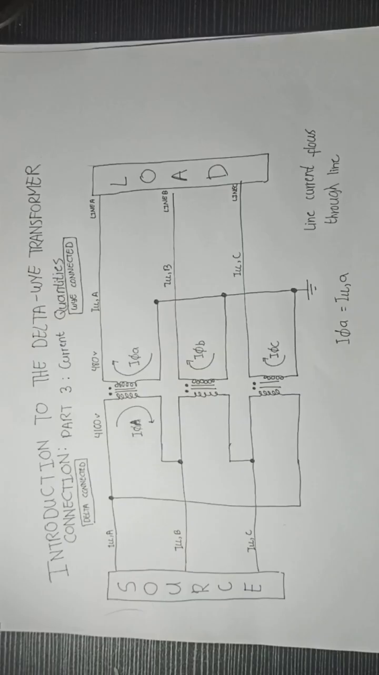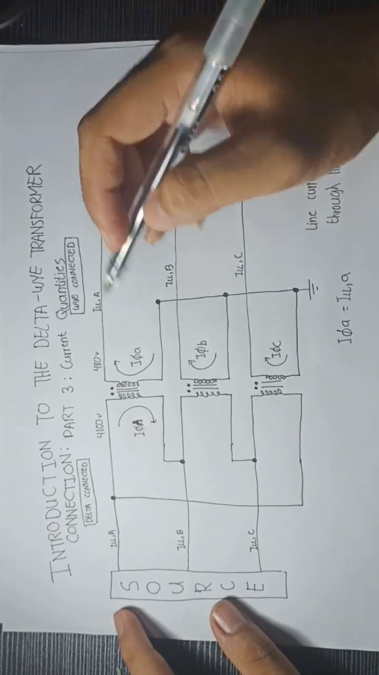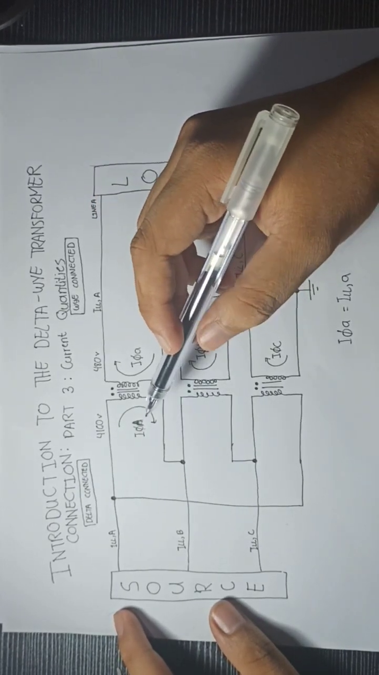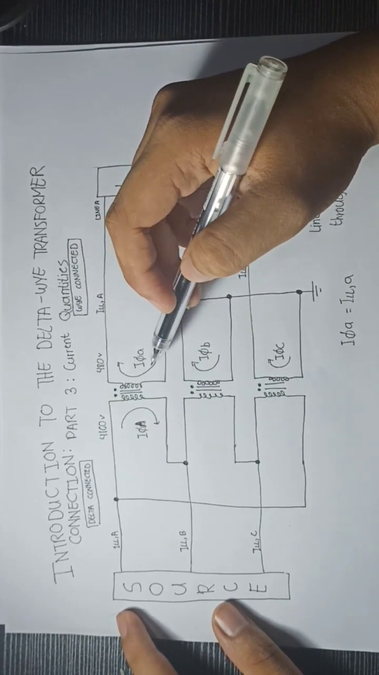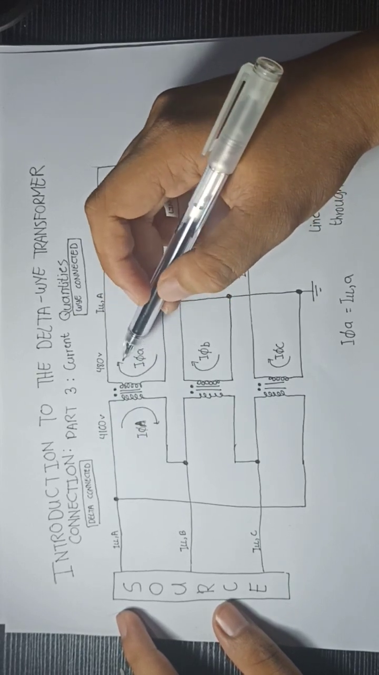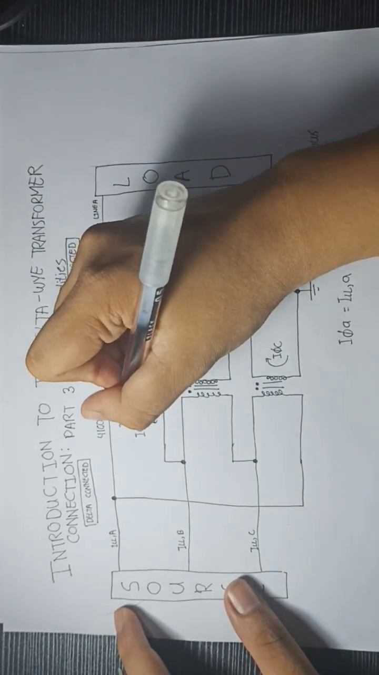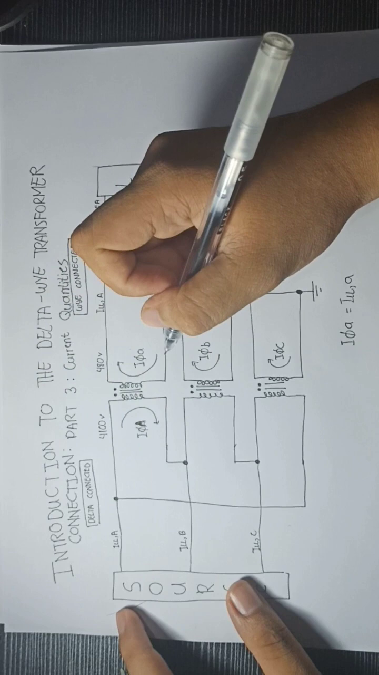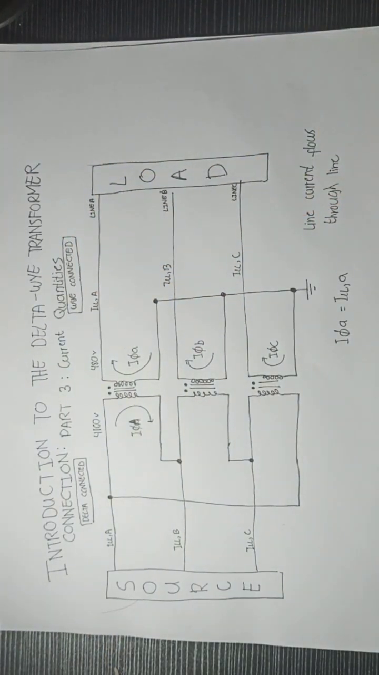Now let's move to the primary winding. Since current flows through transformer windings, the delta transformer connection is no exception. Let's begin with winding A. Since we know that the secondary phase A current here flows out of the dot, the primary phase A current will flow into the dot here. So this makes sense, right? We are simply following the dot convention.